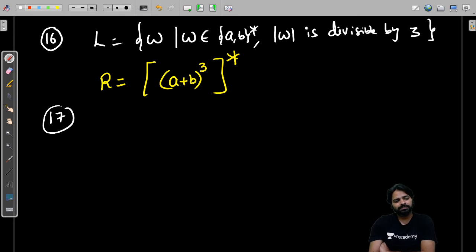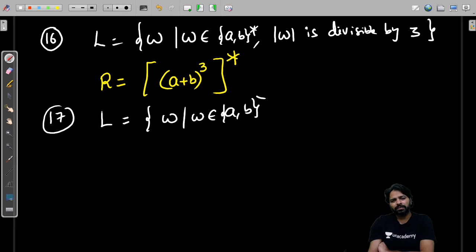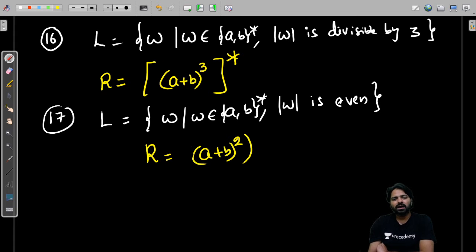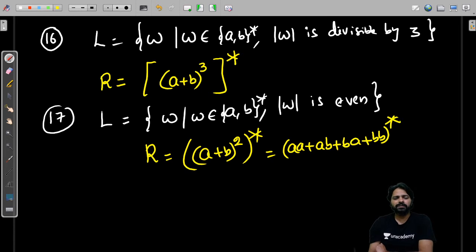And 17. If I want to say even, you can do power 2. If anybody is saying length of W is even, meaning divisible by 2, at that time you have to use A plus B whole square and whole star. And if it is very simple, you can also write something like double A or AB or BA or double B whole star. That's also fine.